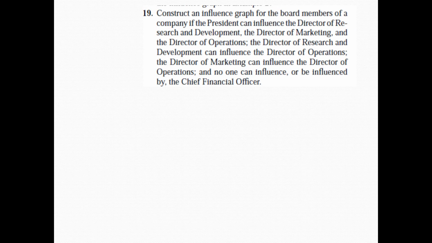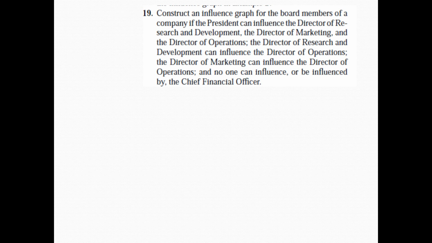Well, next question. This is also a question from the exercise, question number 19. Construct an inference graph. In this question, we have to construct an inference graph for the board members of a company. If the president can influence the director of research and development, the director of marketing, and the director of operations, the director of research and development can influence the director of operations. The director of marketing can influence the director of operations, and no one can influence or be influenced by the chief financial officer.